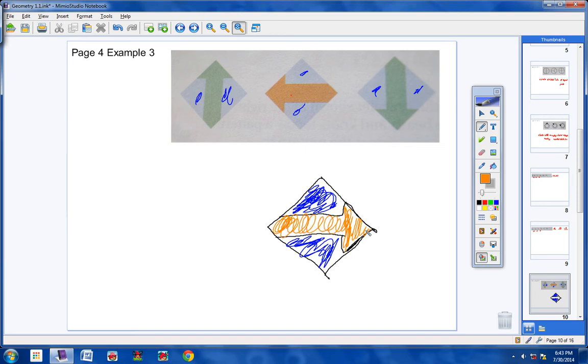Does that make sense, students? The arrow is pointing up, and then to the left, and then down, and now to the right. And then the arrow was green, then orange, then green, and then orange. Okay, I hope that makes sense.